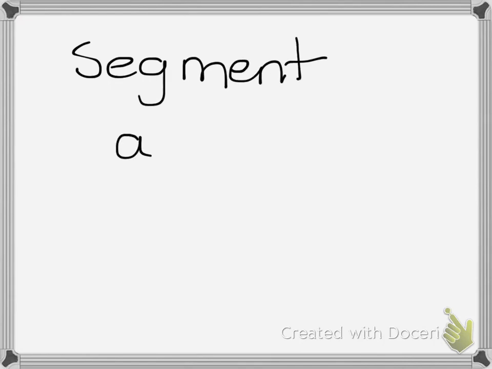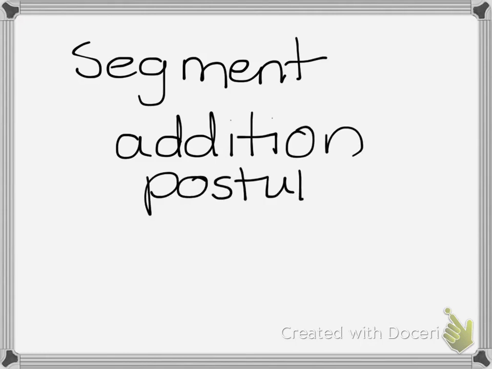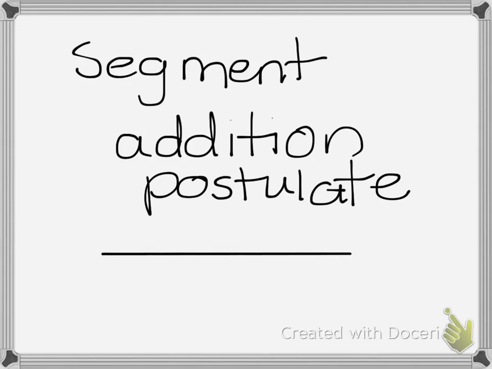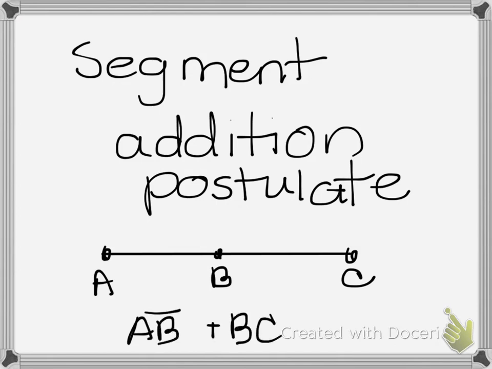Okay, we're going to be looking at the segment addition postulate today. Basically, what the segment addition postulate says is if we have a line segment and a couple of points on our line segment, let's call them A, B, and C, then if we add AB to BC, we will get the total, which is AC. So think of it as the parts add up to the whole.